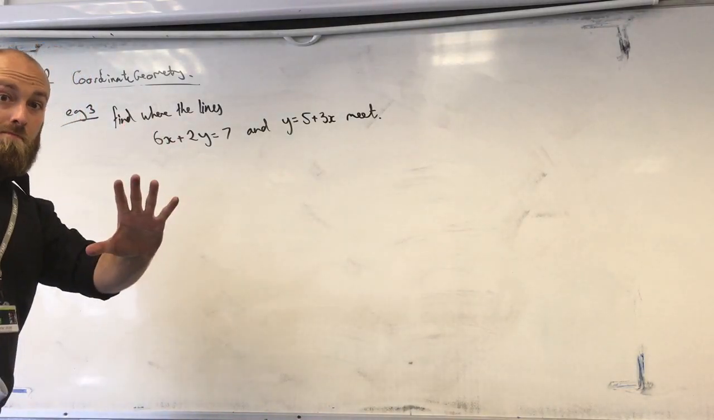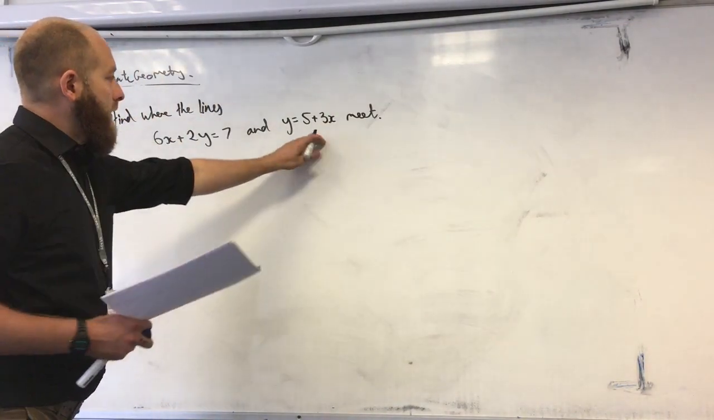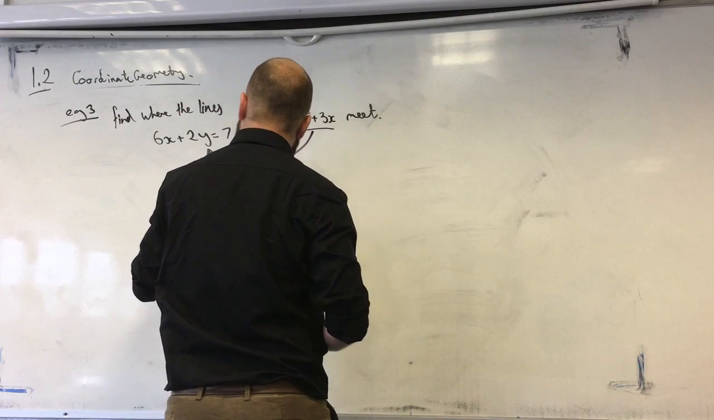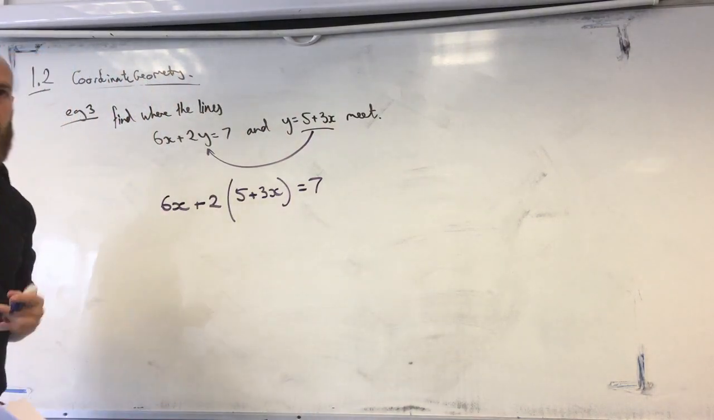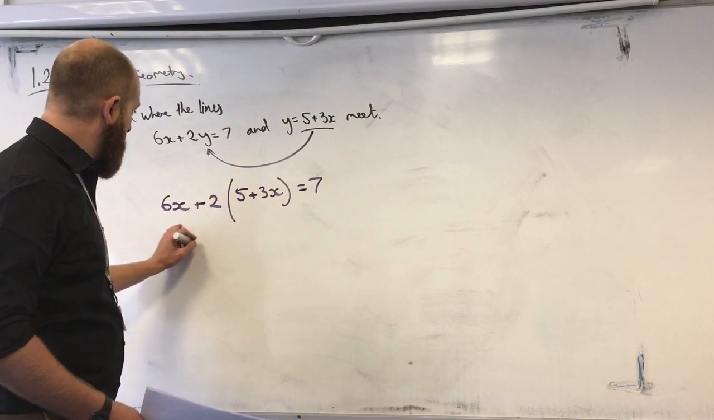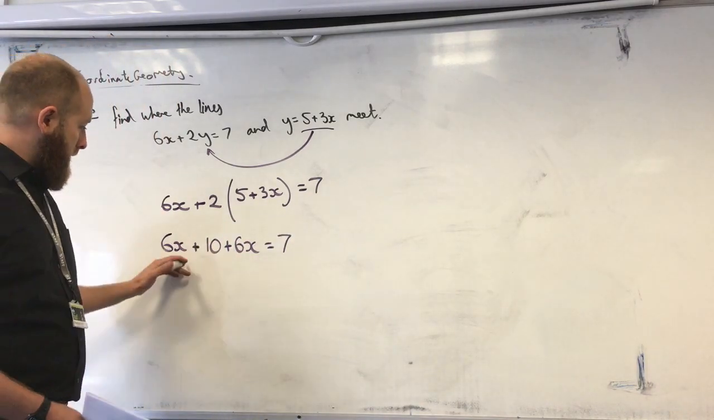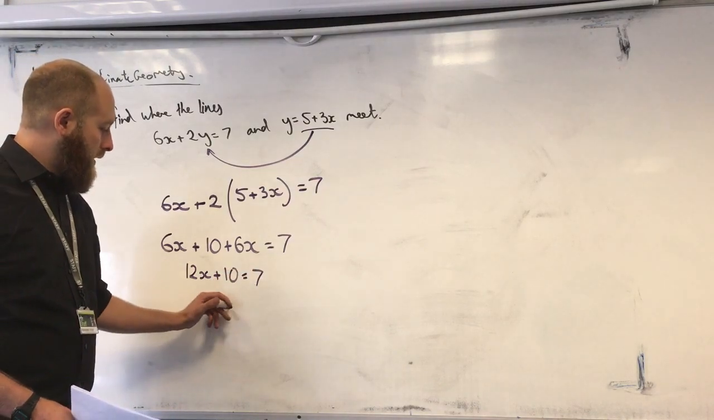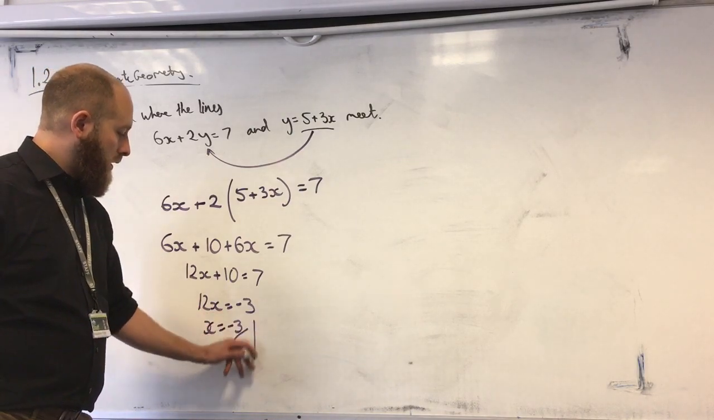So pause now. Okay, so this time we're basically going to put this y in there where it says y. So 6x plus 2 lots of 5 plus 3x equals 7. So that's another way of solving simultaneously. So times out this one and rearrange. So 6x plus 6x, 12x plus 10 equals 7. Take away 10, so 12x is minus 3. And then divide by 12, so x is minus 3 over 12.